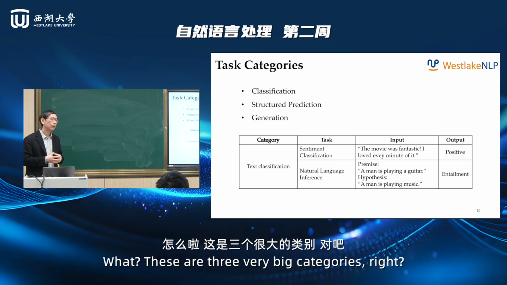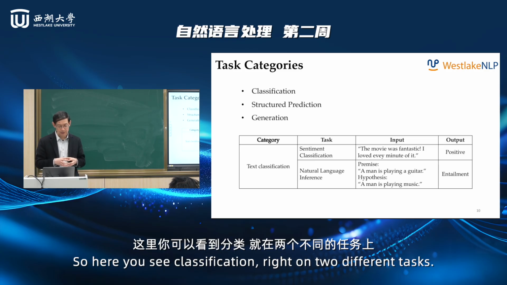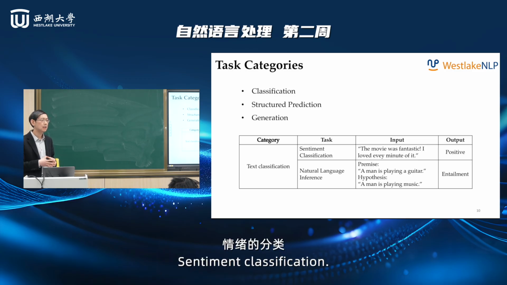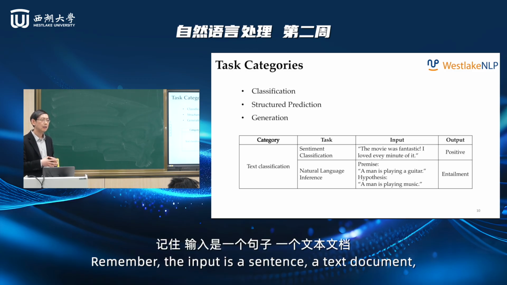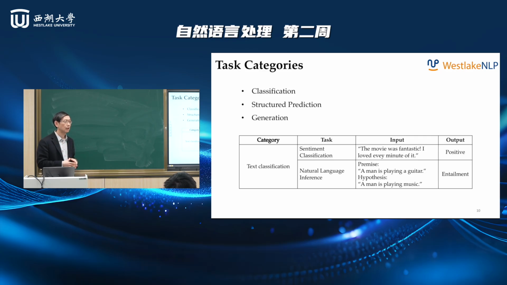Well, these are three very big categories, right? And I'll show you examples one by one. So here you see classification, right? Two different tasks. Sentiment classification. You remember? The input is a sentence, a text document, and the output is a label, right? Positive or negative or neutral.